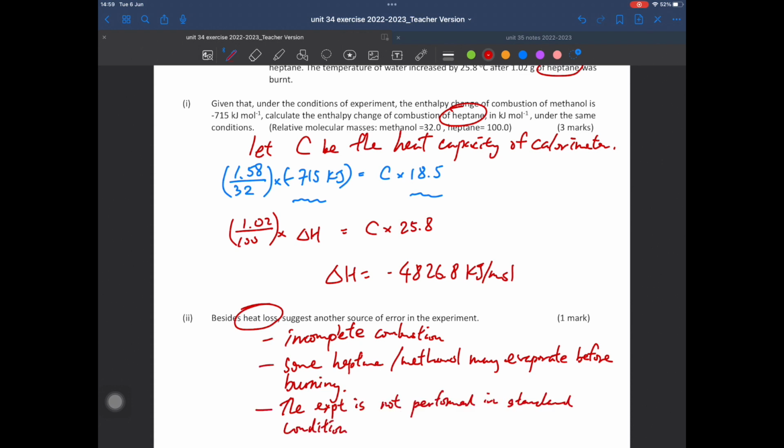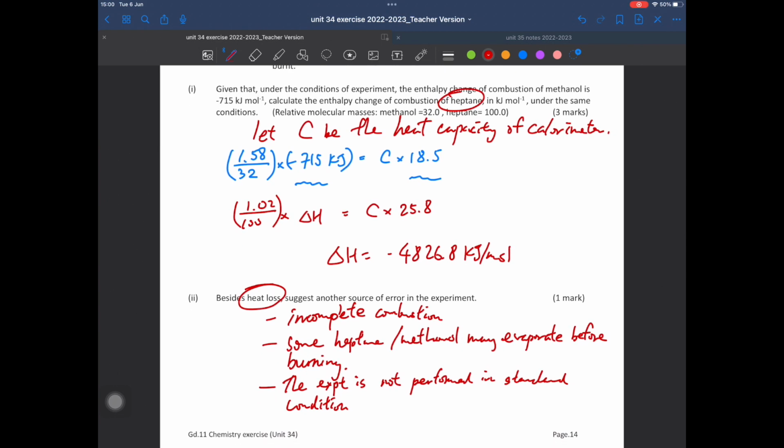But try not to mention the calorimeter has zero heat capacity, because in question 1, actually we try to eliminate the effect of the calorimeter already. So this is not a good answer. Or we can say, in part 1 calculation, we have considered the heat capacity of the calorimeter already by using the blue equation in part 1.